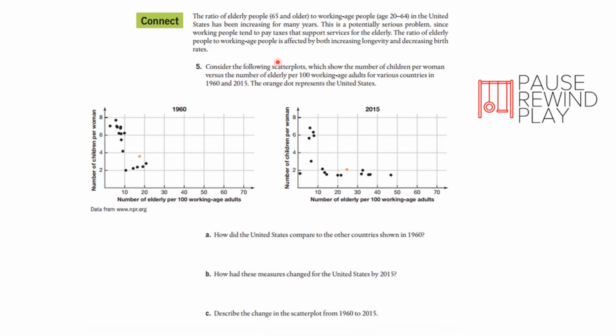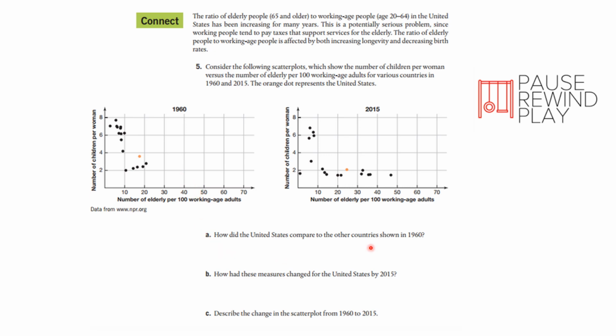Now, this connection chart deals with the ratio of elderly people, 65 years or older, to working age people in the United States, which has been increasing for many years. The ratio shows there are more older people. This is a serious problem because working people tend to pay taxes that support services for the elderly. The ratio of elderly to working people is affected by increased longevity and decreasing birth rates. So consider the following scatter plots, which show the number of elderly per 100 working. This is over time. And this is the number of elderly in 2015.